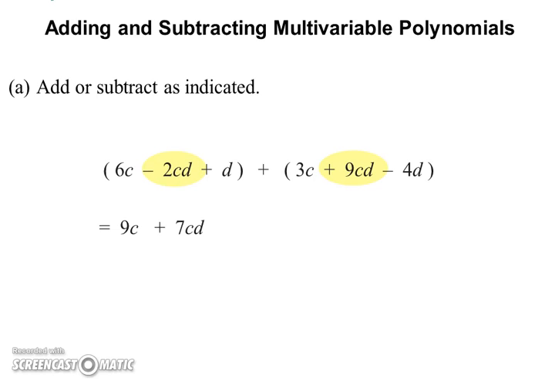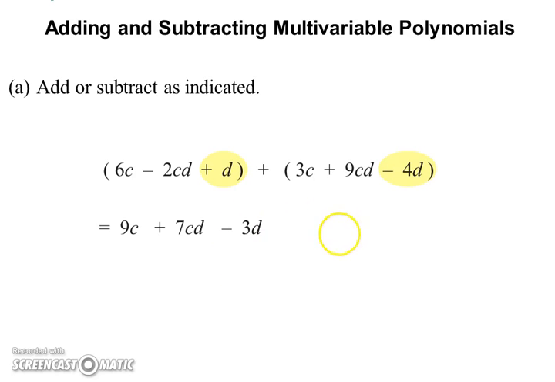And then last, we have the D terms. We have a D and a -4D. D minus 4D gives us a -3D. So that goes in our answer at the end, -3D. And our final answer for this problem is 9C plus 7CD minus 3D.